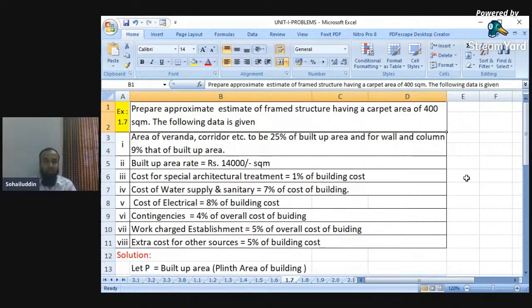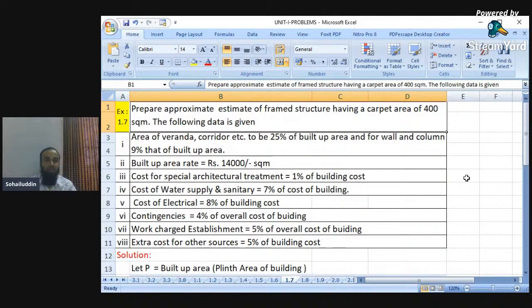So in this, the total area will be divided into two concepts. The total plinth area will be divided: 25% will be taken by the veranda, corridor and etc., whereas of the total 100%, 9% will be taken by the walls and columns. From the total plinth area, these two will be bifurcated. 25% will be taken by veranda and corridor, and 9% will be taken by wall and column from the built-up area.